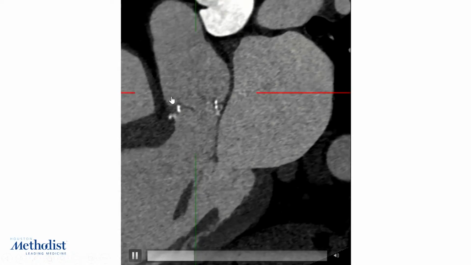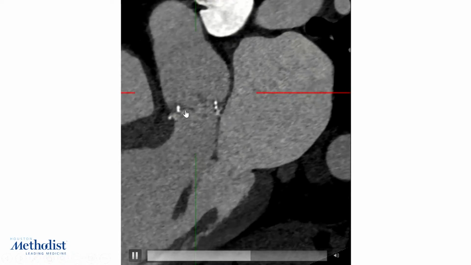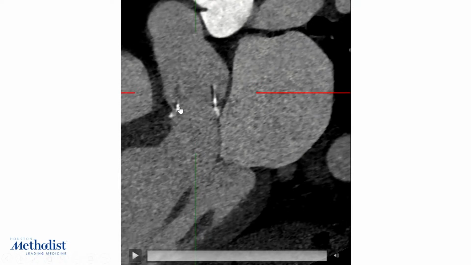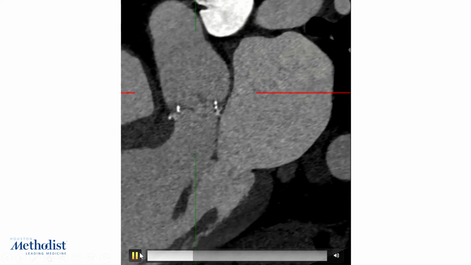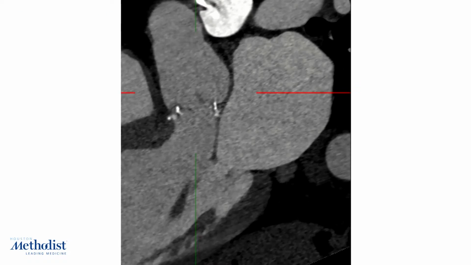Here's another view where you see the right cusp and the non. See that this leaflet is just doing this up and down. So this is a flail leaflet. This is something you can't really tell very well on echo, but this is where CT, because you have good spatial resolution, you can tell what exactly the mechanism is for valvular regurgitation.